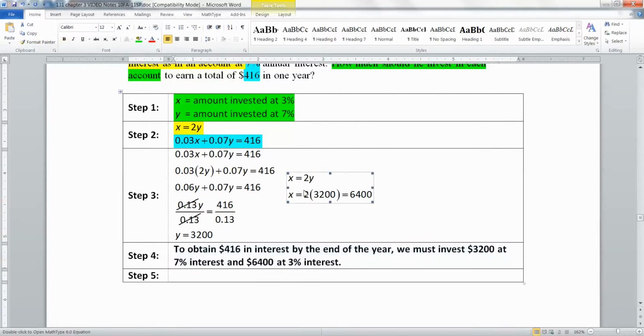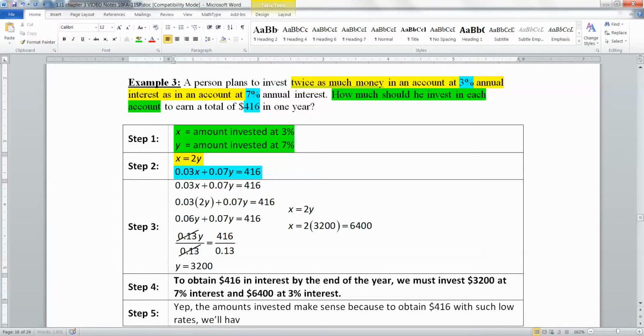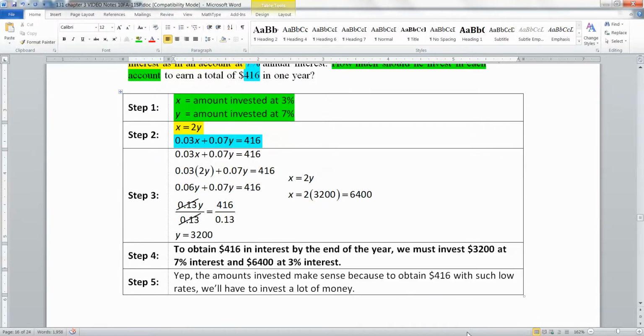You just kind of want to look at it and say, hey, does this make sense? I've invested $3,200 at 7%, $6,400 at 3%. If you want, you could double check those numbers and make sure they work out. You could substitute them into the equations, make sure that they satisfy both of them. The amounts invested make sense, right? Because to obtain $416 with such low rates, we'll have to invest a lot of money. It takes a lot of money to make $416 in interest, believe it or not.